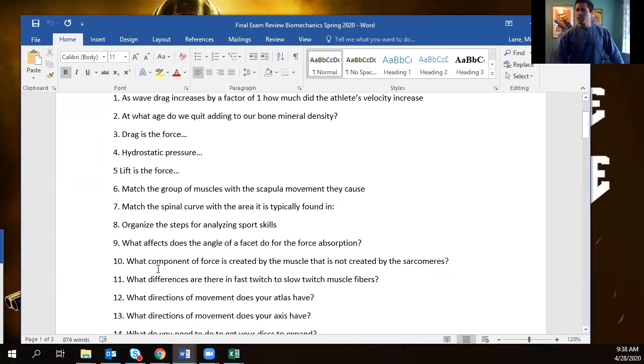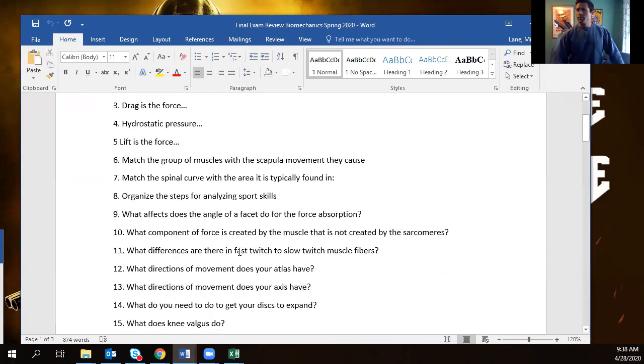So that's okay. Fast twitch: more muscle fibers per motor unit, higher power output, faster fatigue, prefer glucose and specifically anaerobic glycolysis.